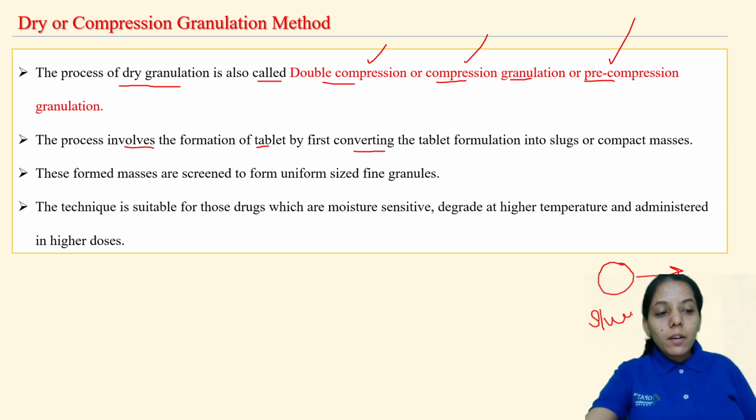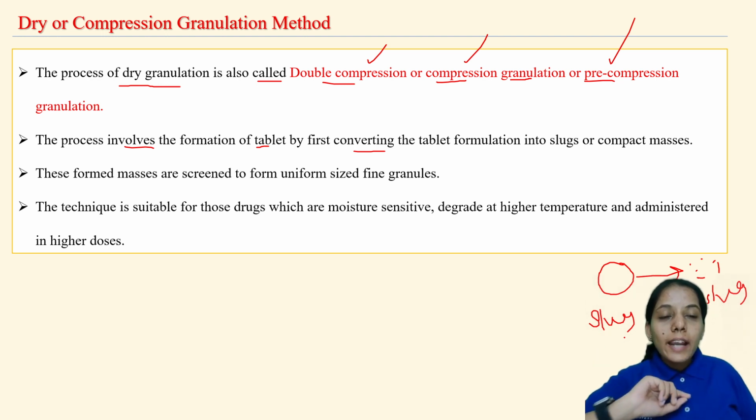Afterwards, what happens? The molecules come together a little bit. Afterwards, we have to break that tablet. That is deslugging. Slugging and deslugging. Now, the deslugged material will have the nature of granules. Slugging means a compact mass punched using a compression machine, after which the tablets are broken down. Then you pass this through certain sieves to get a uniform size. That's how granulation using dry compression takes place.